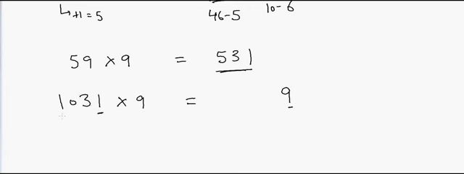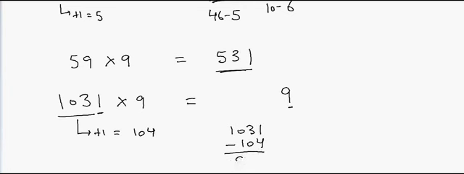Then I have 103. So I take this and add 1 to it, that will be 104. And then I have to subtract: 1031 minus 104. This could be a little tricky for some people, but if you look, it's not that hard. It's 927. So the answer will be equal to 9279.